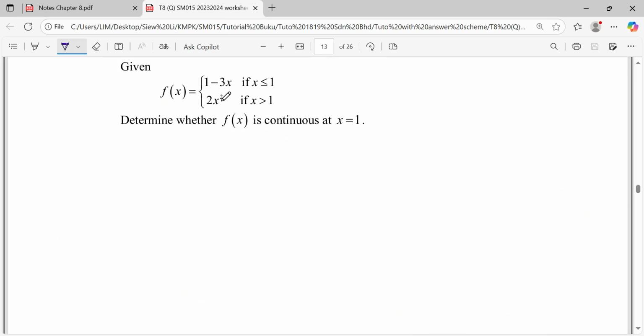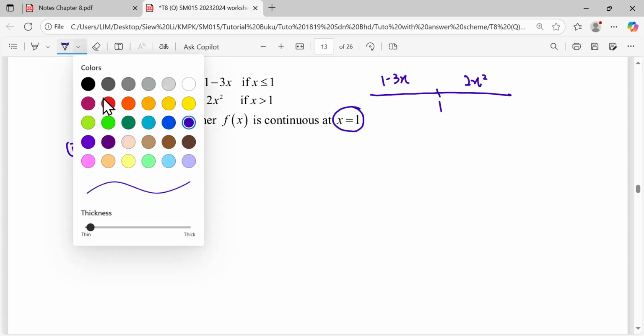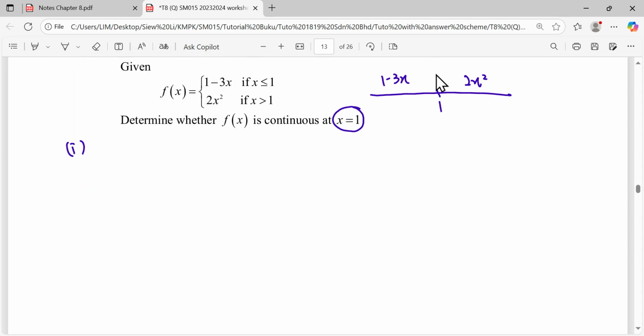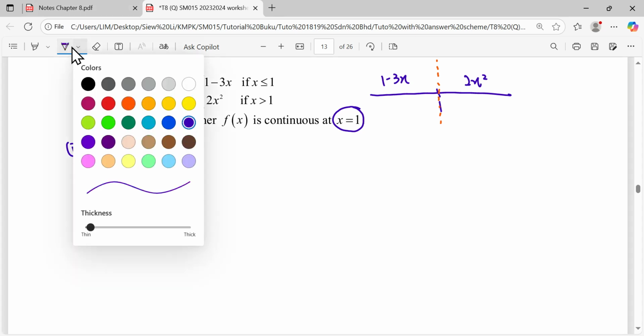So we draw out, we have a piecewise function here. We draw out the interval to indicate this case so that we can see it clearly. Less than 1 is a linear function, more than 1 is a quadratic function. So for the first condition, to identify whether the function is continuous at x equals 1, the point that you want to observe here will be at x equals 1. For the first condition, it is about the point.